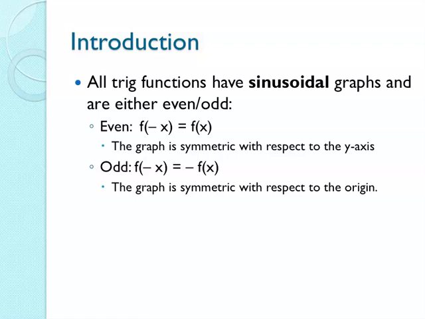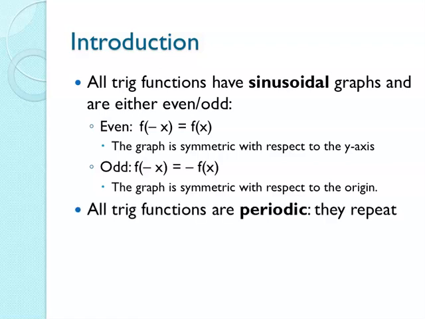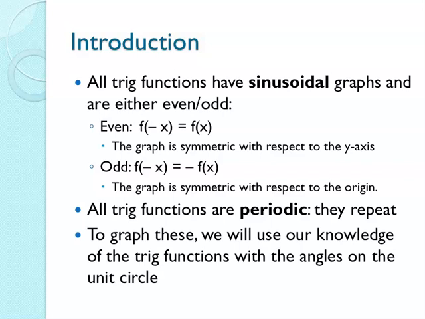Another characteristic of trig functions is that they are periodic, which means that they repeat. So rather than having just one large thing like a quadratic function is just one parabola, a trig function is going to have one shape that continues to repeat over and over and over again. So now for us, the way we're going to go about coming up with these graphs is we're going to use what we already know about the trig functions and the angles on the unit circle.